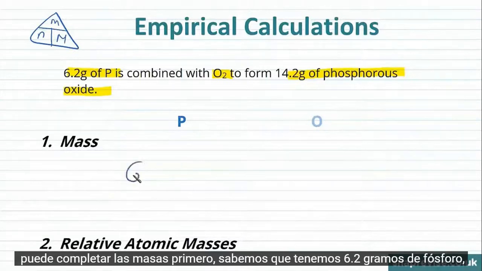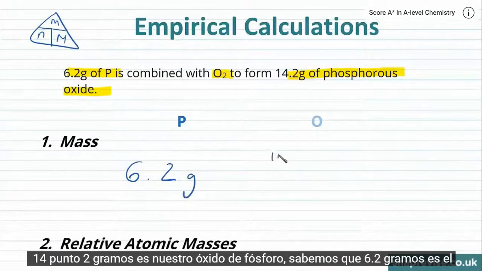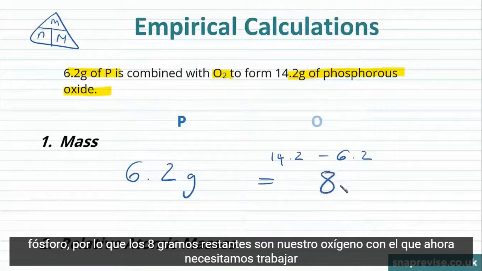We know we have 6.2 grams of phosphorus. We know it's combined with oxygen to form 14.2 grams of phosphorus oxide. So 14.2 grams is our phosphorus oxide. We know 6.2 grams of that is the phosphorus. So the remaining 8 grams is our oxygen.